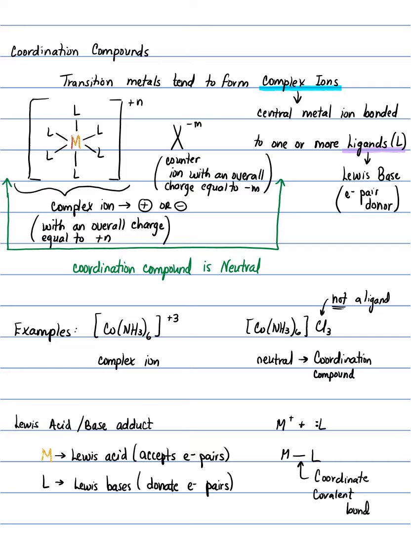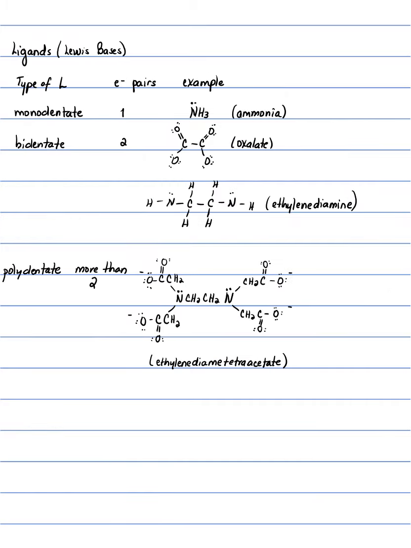So two electrons are donated by the ligand. So let's talk in general about ligands, or the Lewis bases that are forming these complex ions with the metals. We have different types of ligands, and the types of ligands are classified here depending on how many pairs of electrons they are donating to the metallic center.